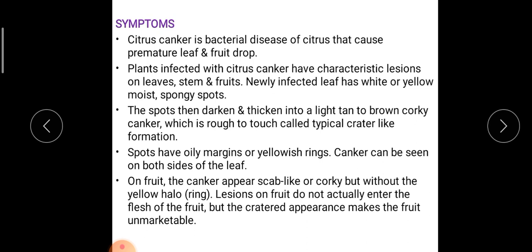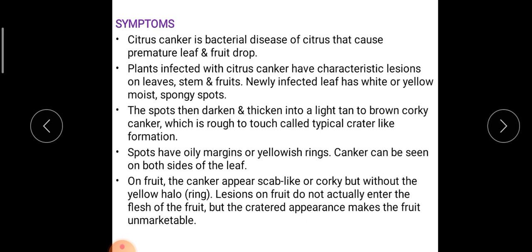Spots have oily margins or yellowish rings. Canker is seen on both sides of leaves. On fruit, the canker appears scab-like or crusty, but without the yellowish halo. Lesions on fruit do not actually enter the flesh of the fruit, but the crater's appearance makes the fruit unmarketable.